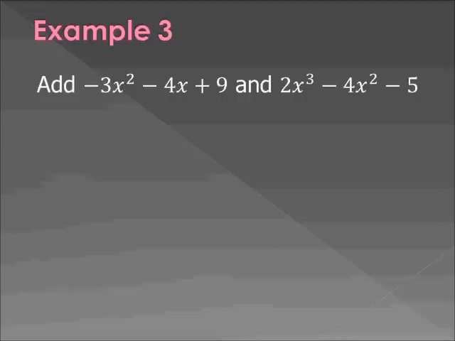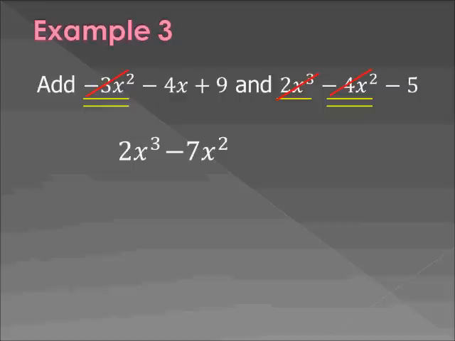If you don't want to do it that way, you can do what I did before: basically identify like terms and then add them up. So our first term is 2x cubed. We take care of that. Now we look at the x squared terms. We have a negative 3x squared and a negative 4x squared. You combine those and you get negative 7x squared. We've taken care of those.